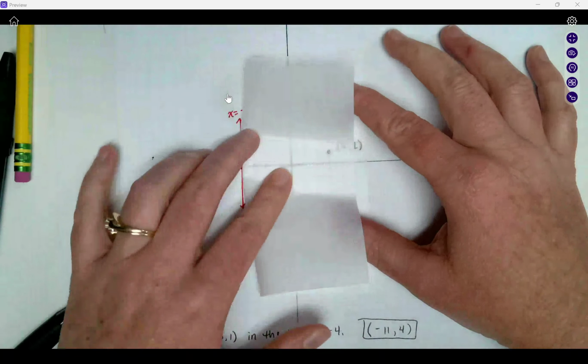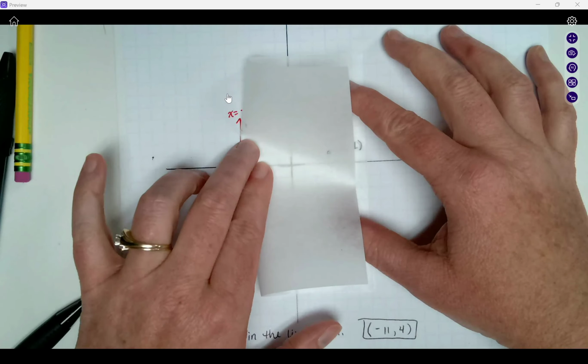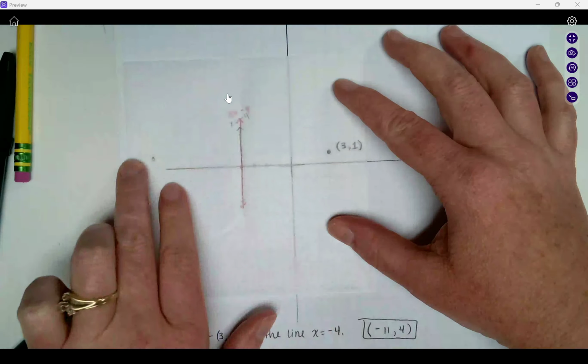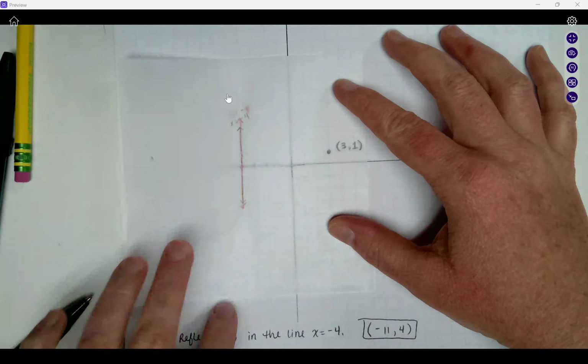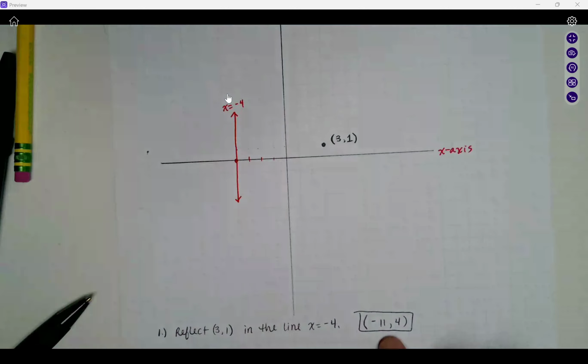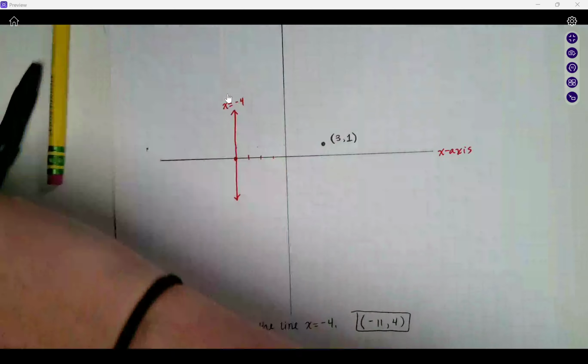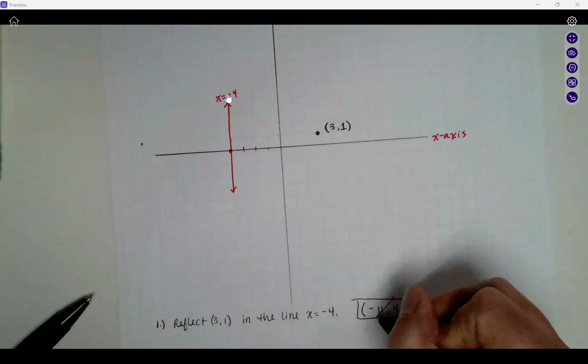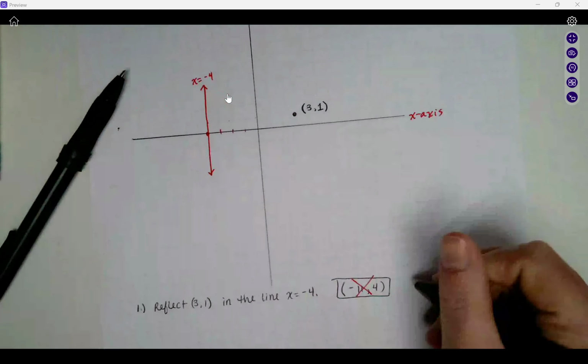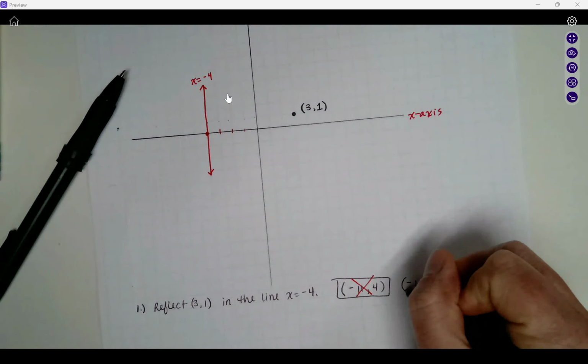But this point here, when it reflected about that line, it flipped over to the other side at -11. I don't know why I put 4 down here. That's 1. (-11, 1).